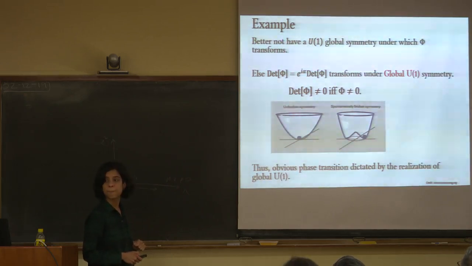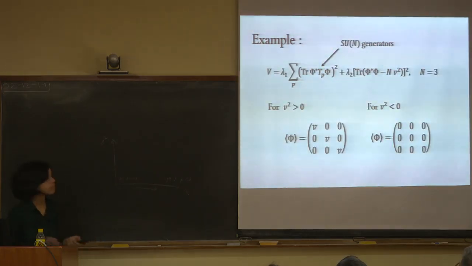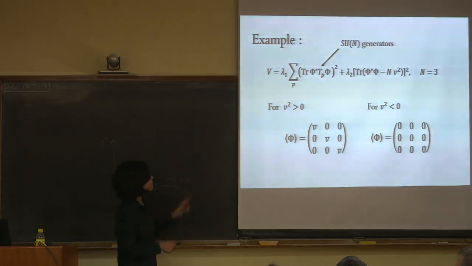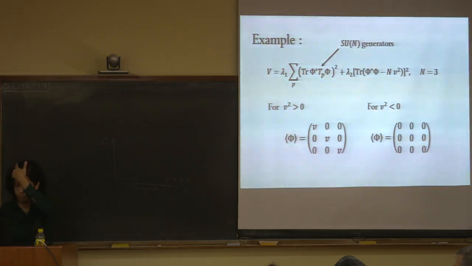Is phi a matrix or a column? Phi is a matrix. It's this matrix, for example. It's an n by n matrix. I had n fundamental scalars. You had n fundamentals.